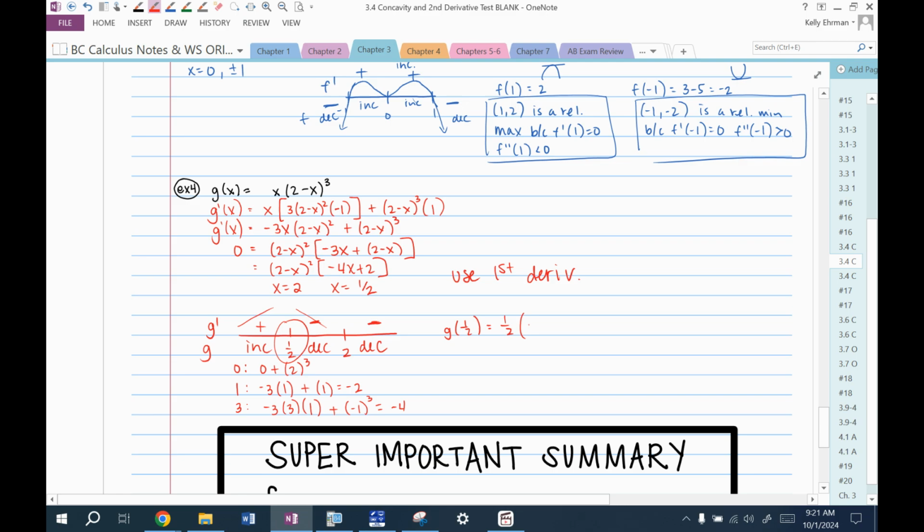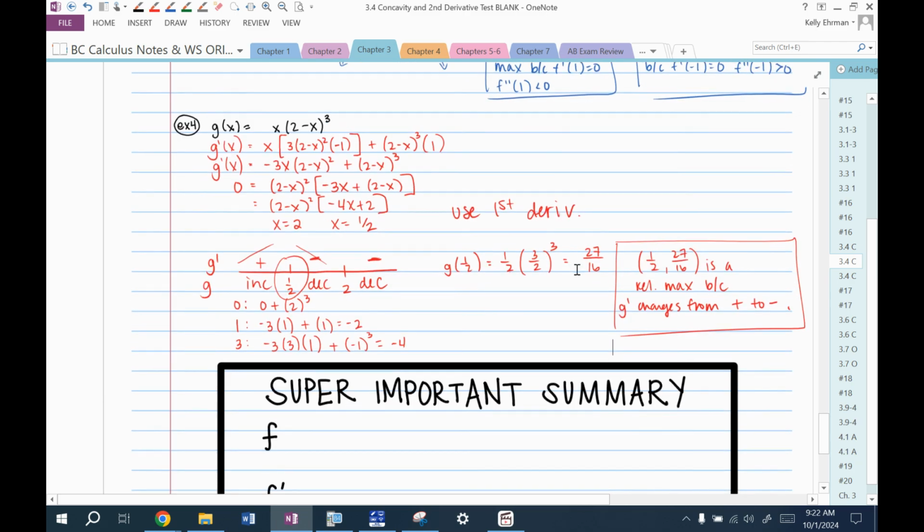It's 1/2 times (2 minus 1/2) squared. So 2 minus 1/2 is 3 over 2, to the third. That's going to be 27 over 8 times 1/2, 27 over 16. So (1/2, 27/16) is a relative max because now I did first derivative test. So I need to say g prime changes from positive to negative. That's why that is a relative max.